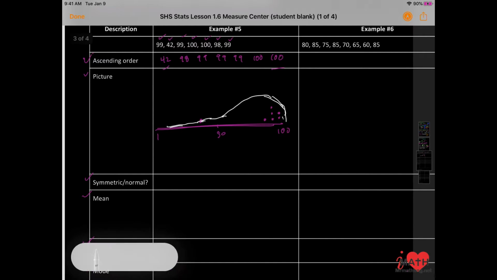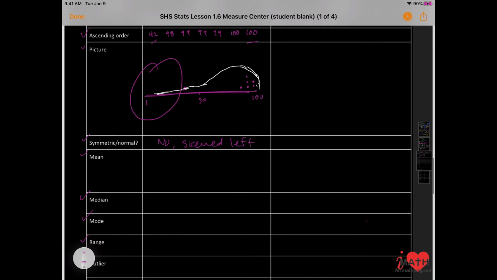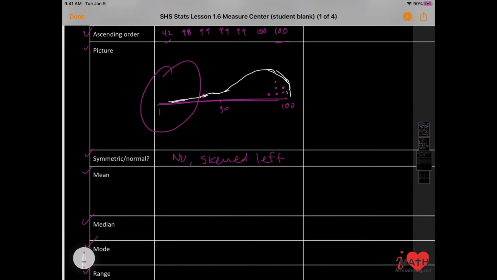So question, is that symmetrical? No. Skewed what? There's nothing over here to the left. Skewed left. You're skiing to the left, okay? What's our mean?